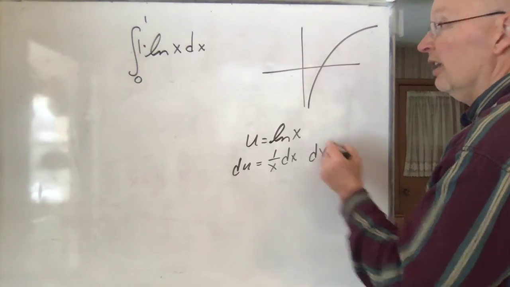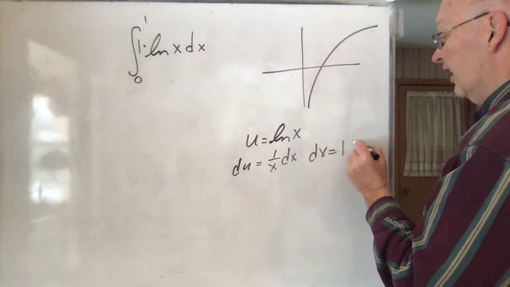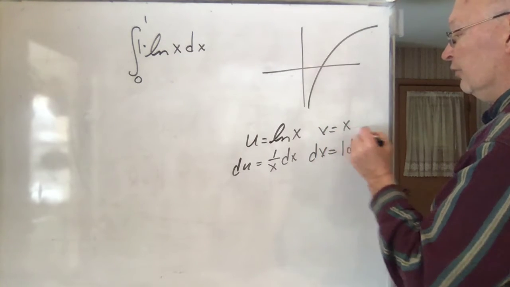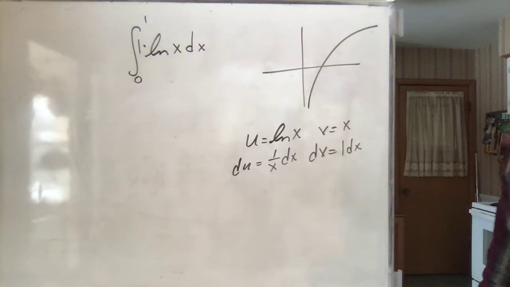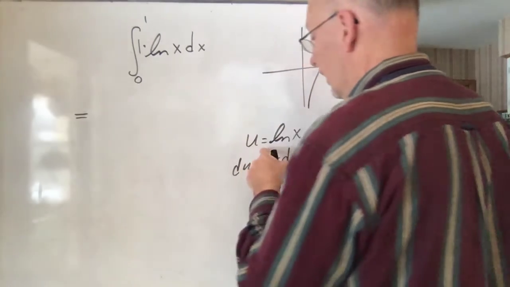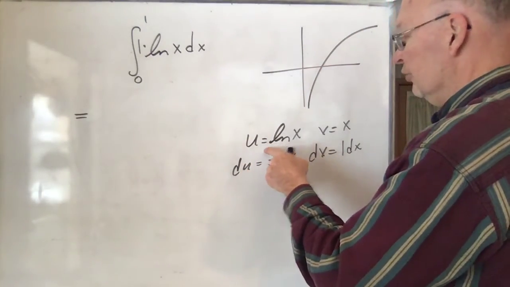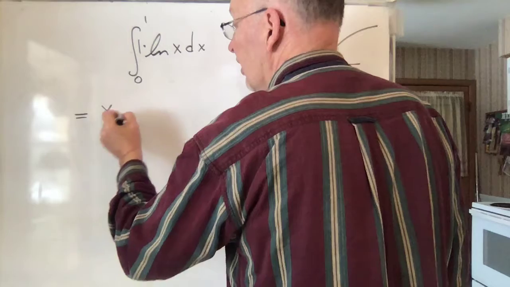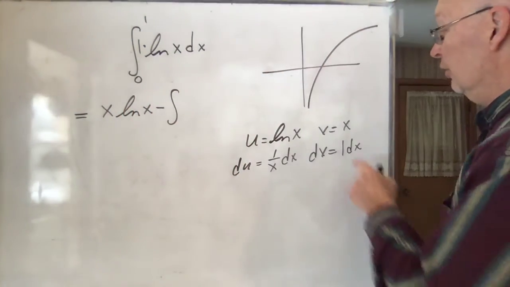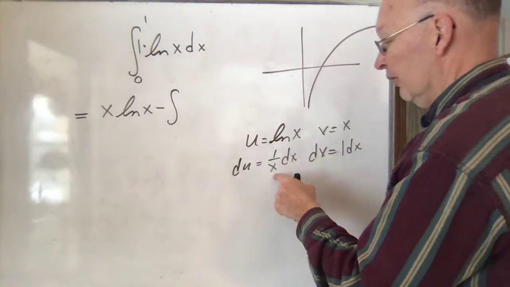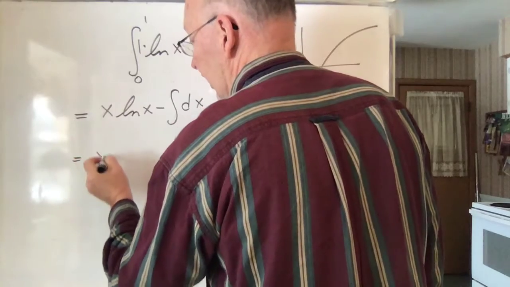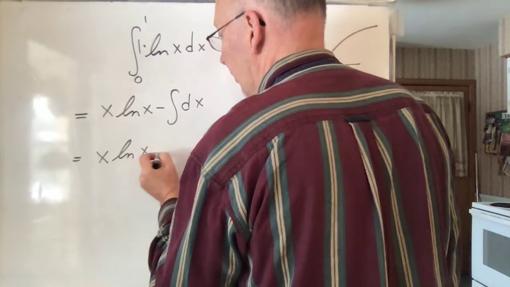dv is equal to the rest of it, 1 dx. And so v is equal to the antiderivative, which would be x. Okay? And so what do we get now? Remember what the integration by parts says? It's uv, so it's going to be x ln of x minus the integral of v du. v du is just going to be x over x, which is 1, just dx. So that's going to be x ln of x minus x.